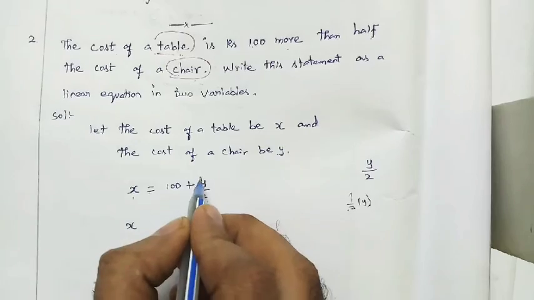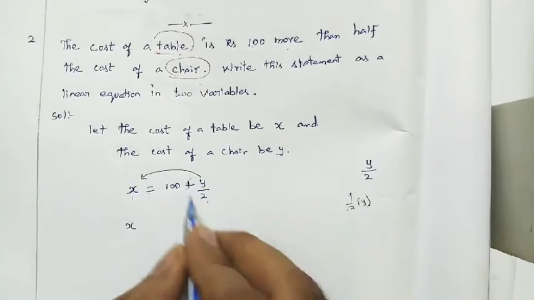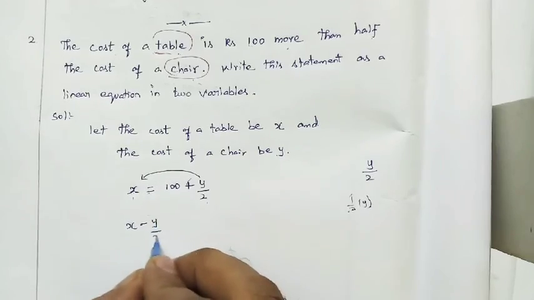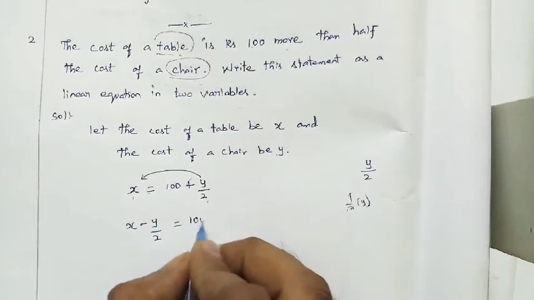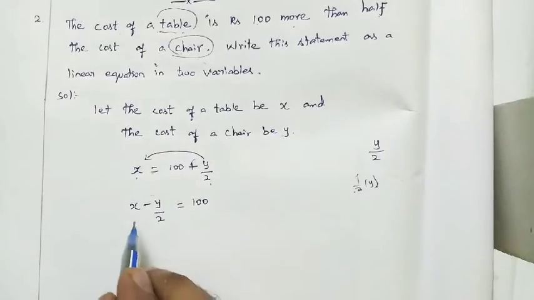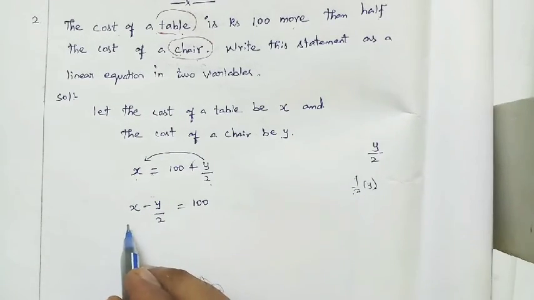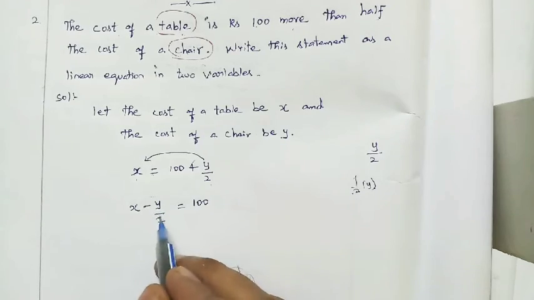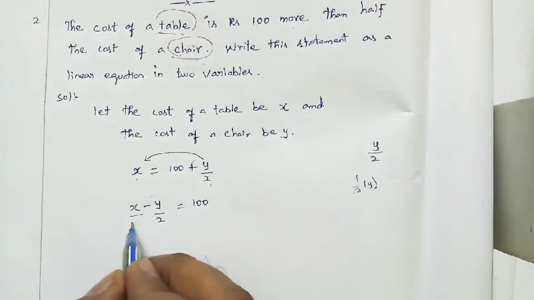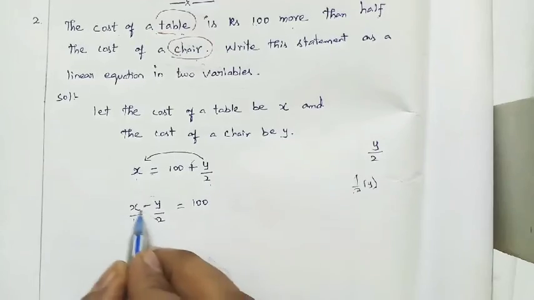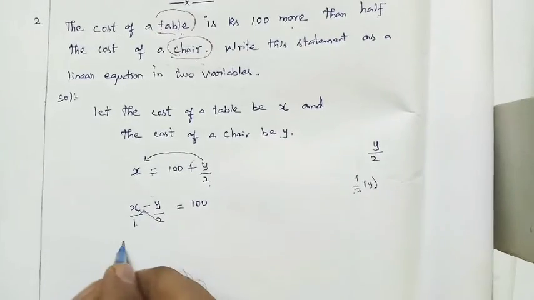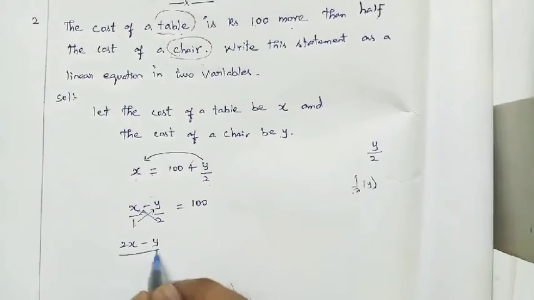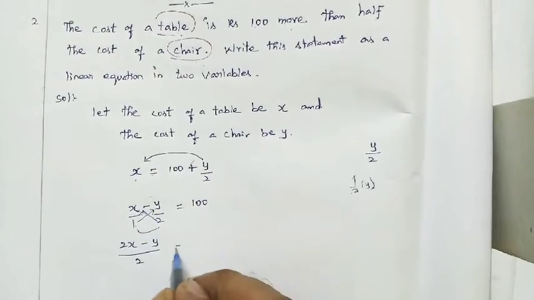Taking y by 2 to the LHS, plus y by 2 will become minus y by 2. So x minus y by 2 is equal to 100. Now the x term is a whole term, but the y term is in the form of a fraction. How do we remove the fraction? By cross multiplying. Putting it over 1 and cross multiplying: 2 into x, 2x, minus 1 into y, y divided by 1 into 2, is equal to 100.